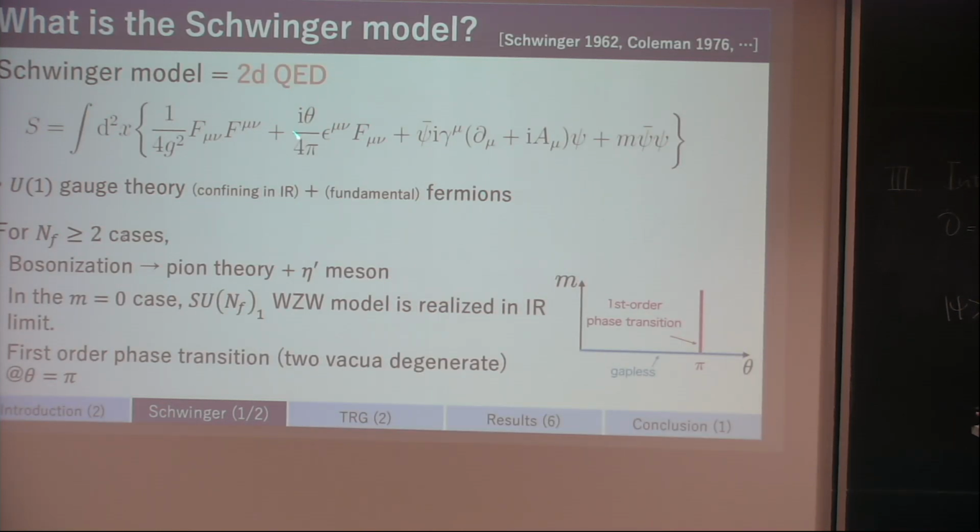I introduce the Schwinger model, but maybe you may know it because Ross introduced this action before lunch. I calculate this model in the two-flavor case, and the Schwinger model is well known as a toy model for QCD, because after bosonization this theory is equal to the pion theory plus the eta prime meson. This is very similar to 4D QCD. In the massless case, it is known that this theory goes to the SU(N) level 1 Wess-Zumino-Witten CFT fixed point, so there is a gapless point. It is also known that there is a first order phase transition point at theta equal to pi. I will check these numerically.